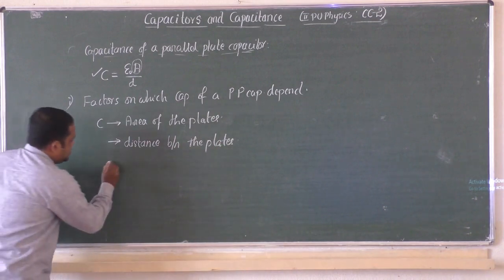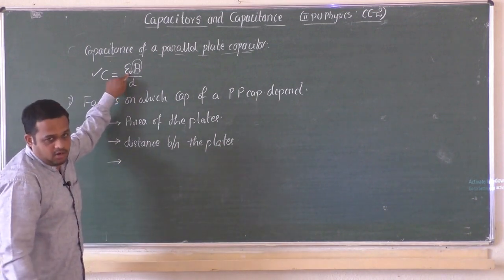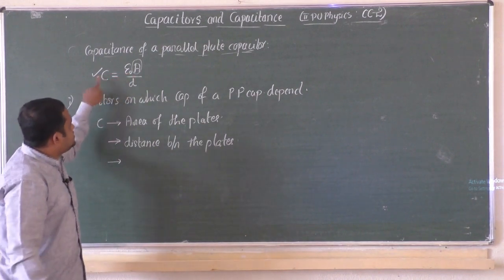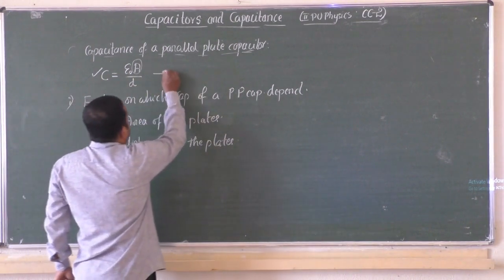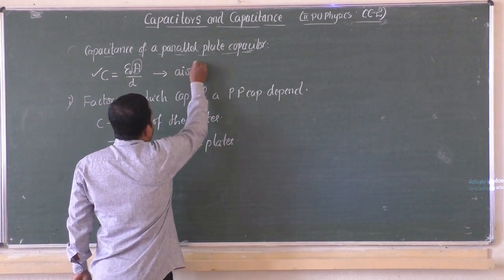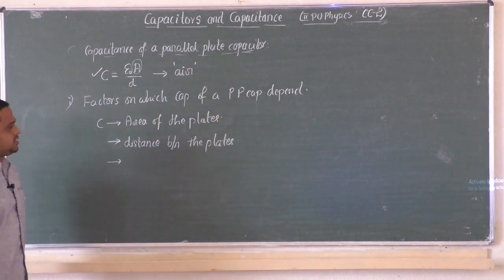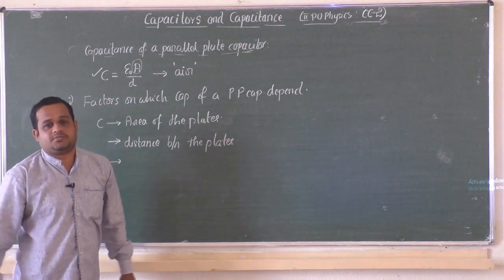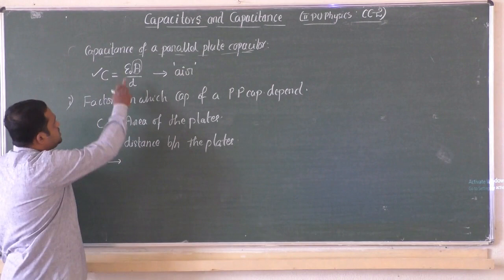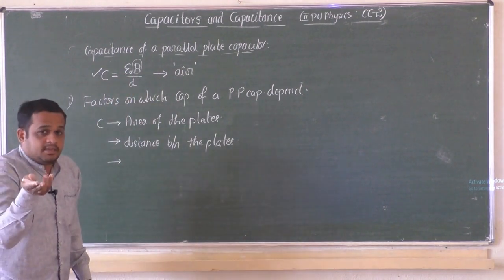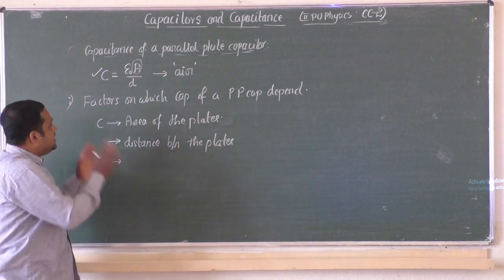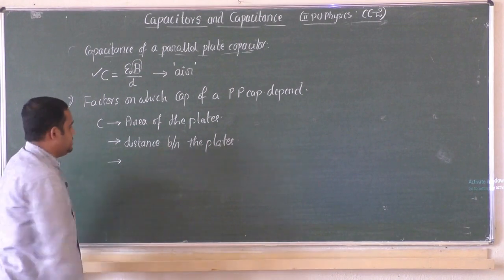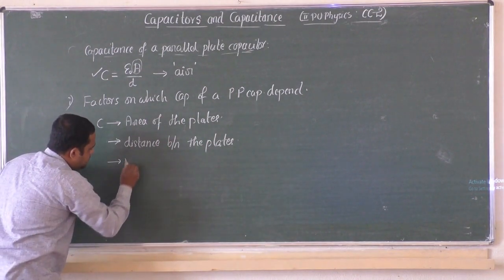And third factor is, in the expression we have one more term, that is epsilon naught. Epsilon naught is permittivity of free space. This expression is valid when the spacing between the plates of capacitor is filled with air, in case of air capacitor. That means if you replace that medium, that is air between the plates of capacitor, by some other dielectric medium, instead of epsilon naught we have to use permittivity of that particular medium. That means it depends on the medium totally. How exactly it depends, we will discuss later.